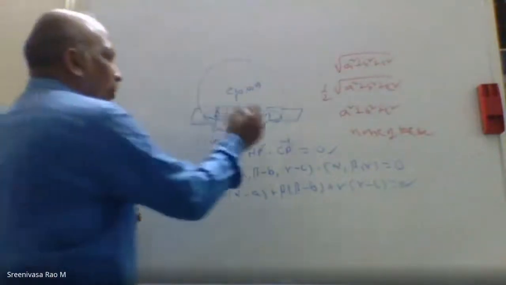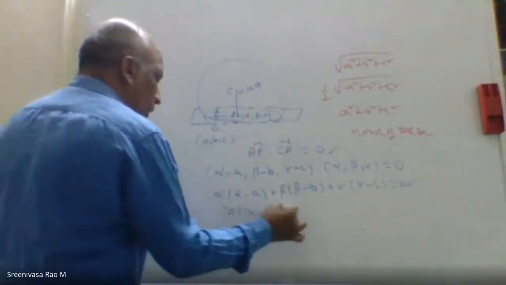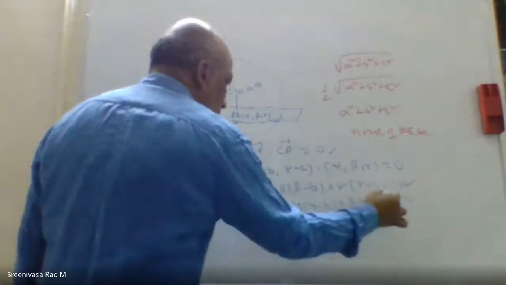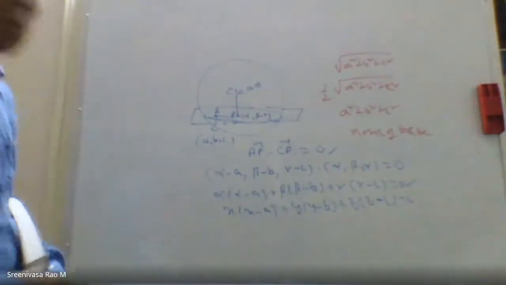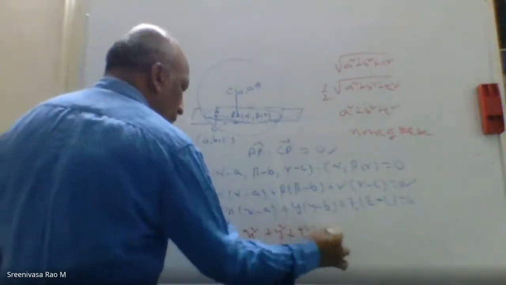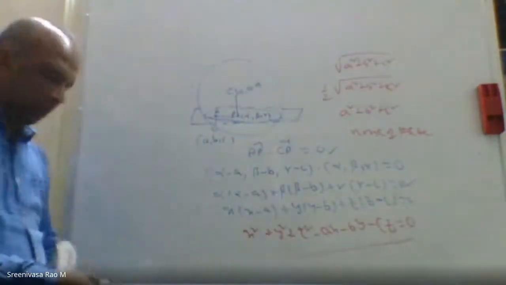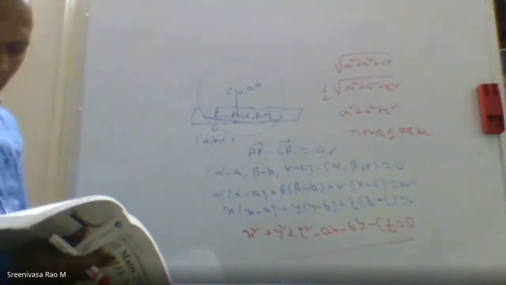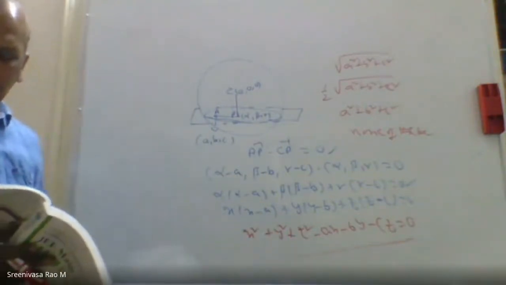So I have taken alpha, beta, gamma. For the locus, we replace with x, y, z: x into x minus a, y into y minus b, z into z minus c. Now you can multiply this. If you multiply, what will be this equation? It will come: x square plus y square plus z square minus ax minus by minus cz equal to 0. We got this one, the locus of that point. Correct?